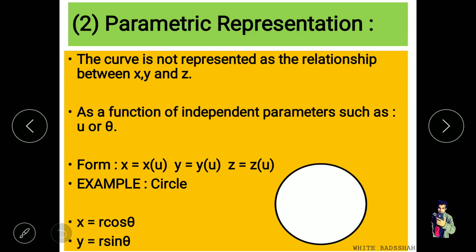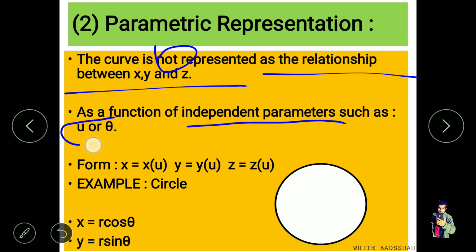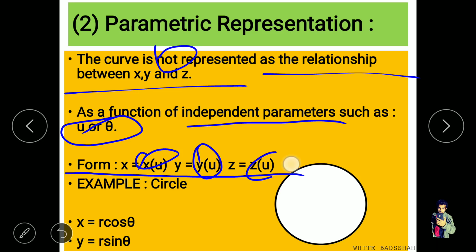Now let's see what is the parametric representation. The curve is not represented as a relationship between the x, y and z coordinates. The equation is not based on the x, y and z coordinates, but as a function of independent parameters such as u and theta. The form of the parametric equation is x equals x of u, so x is a function of u, y equals y of u, a function of u, and z equals z of u. So this is the main form of the parametric representation.